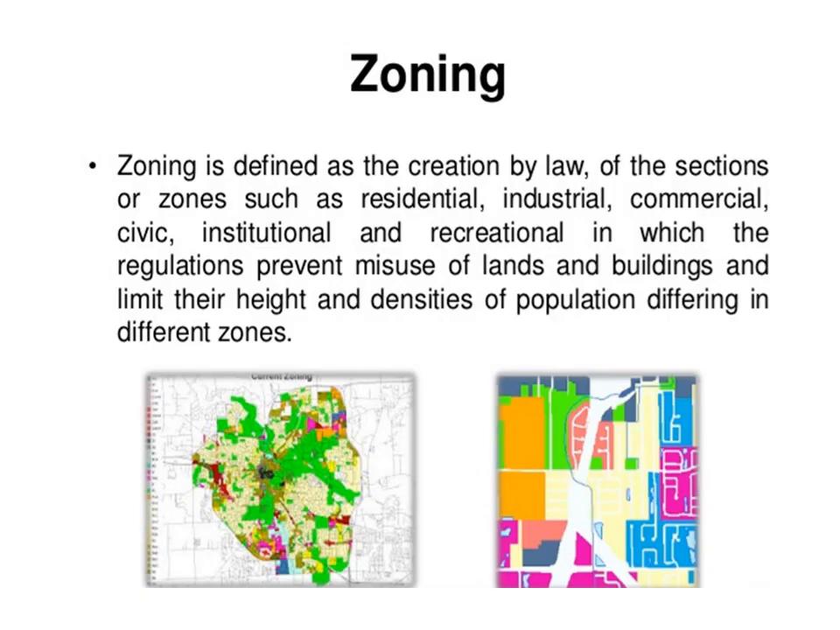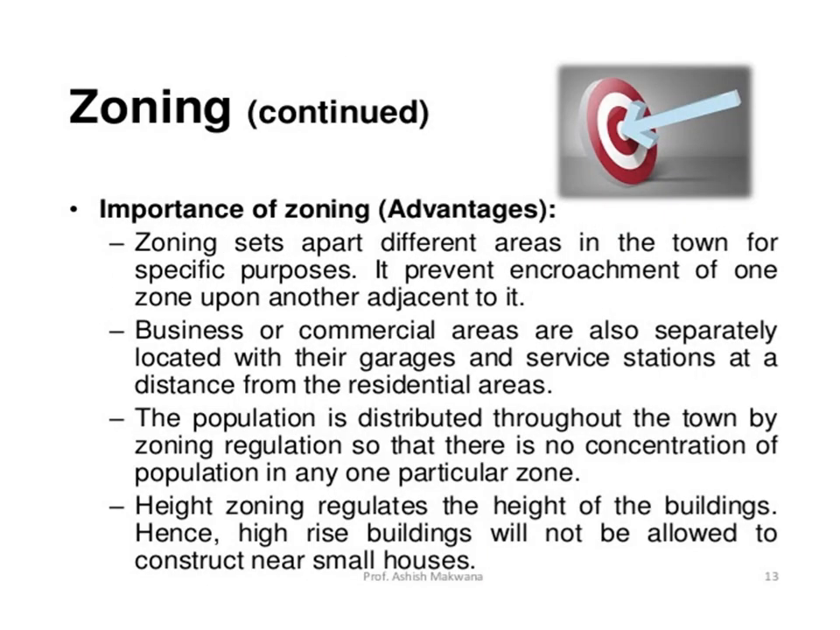Zoning is defined as the creation by law of sections or zones such as residential, industrial, commercial, civic, institutional and recreational in which the regulations prevent misuse of lands and buildings and limit their height and densities of population differing in different zones. So in this slide we are going to see the importance of zoning, that is, advantages of zoning. Zoning sets apart different areas in the town for specific purposes.